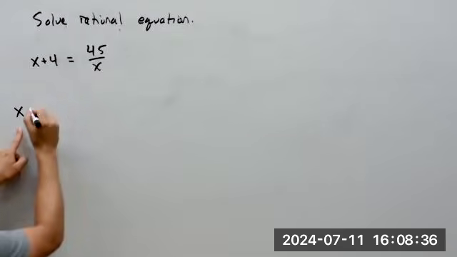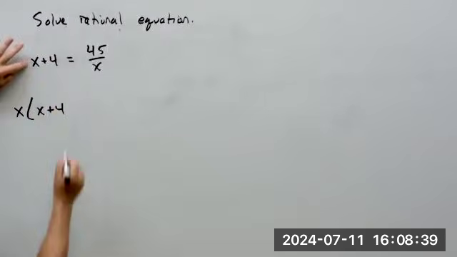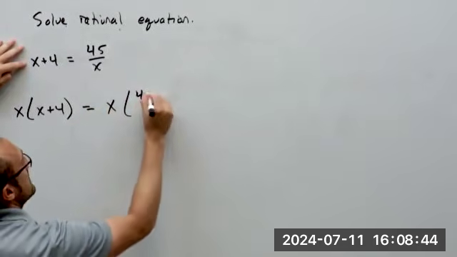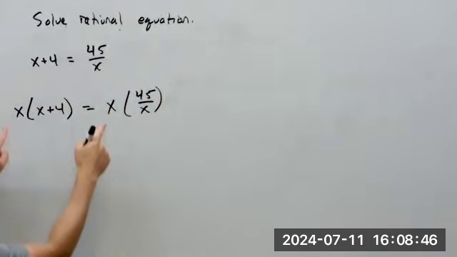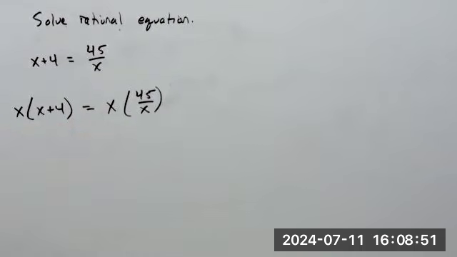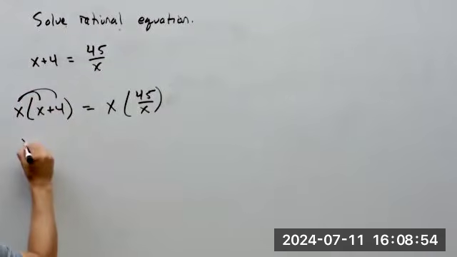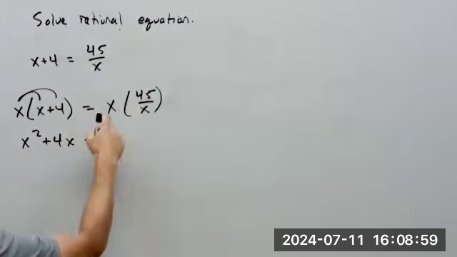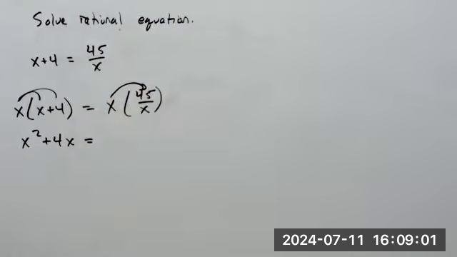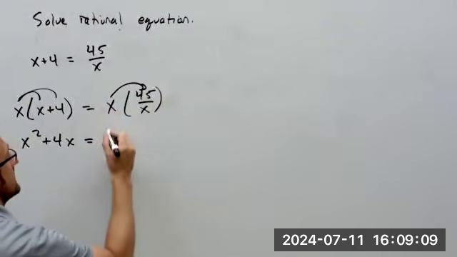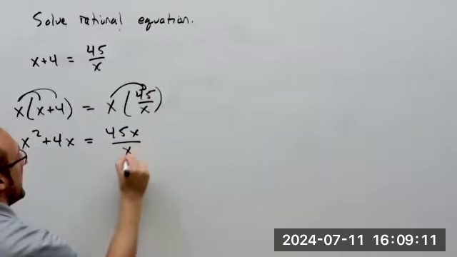So we're taking x and multiplying it by the left side of the equation, which is x plus 4. And you're taking x times the right side of the equation. We just multiplied both sides of the equation by x. Now we're going to distribute. Here we get x squared plus 4x equals, and when you're multiplying in a fraction, multiplication always goes to the numerator. So this x is just being multiplied by the numerator. So it's 45 times x is 45x divided by x.